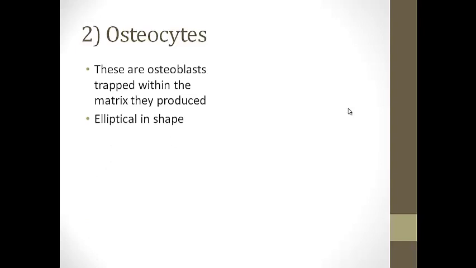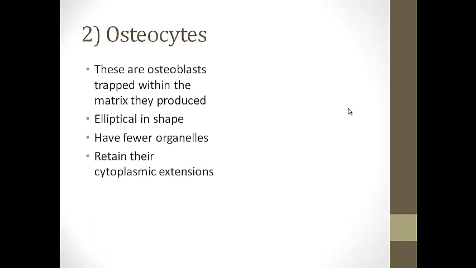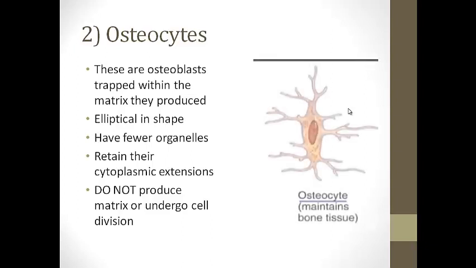They are generally elliptical in shape. They tend to have fewer organelles than the osteoblasts, and they tend to retain their cytoplasmic extensions. They do not produce matrix or undergo cell division. So an osteocyte, just basically think of it as an osteoblast that has the matrix around it. It's trapped within the matrix.